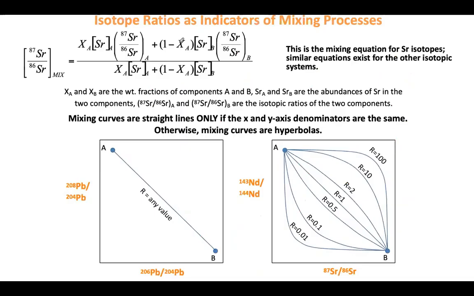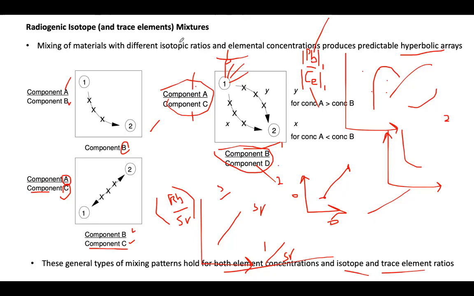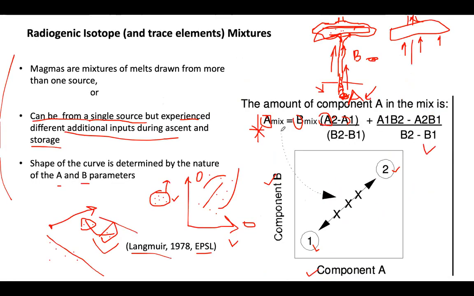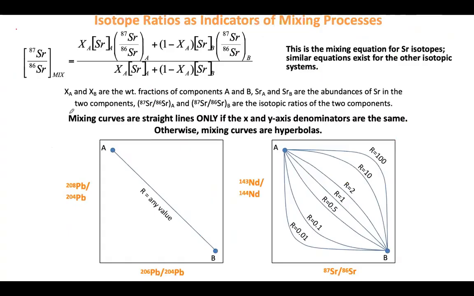Okay, so this type of curve can be produced, and there is another equation, which has been shown for strontium isotopes, a similar equation actually. Here, instead of A and B, you have real values that you measure, right? So this is the strontium isotopic composition in the mix. These are two components, A and B, okay? Two components, A and B, right?